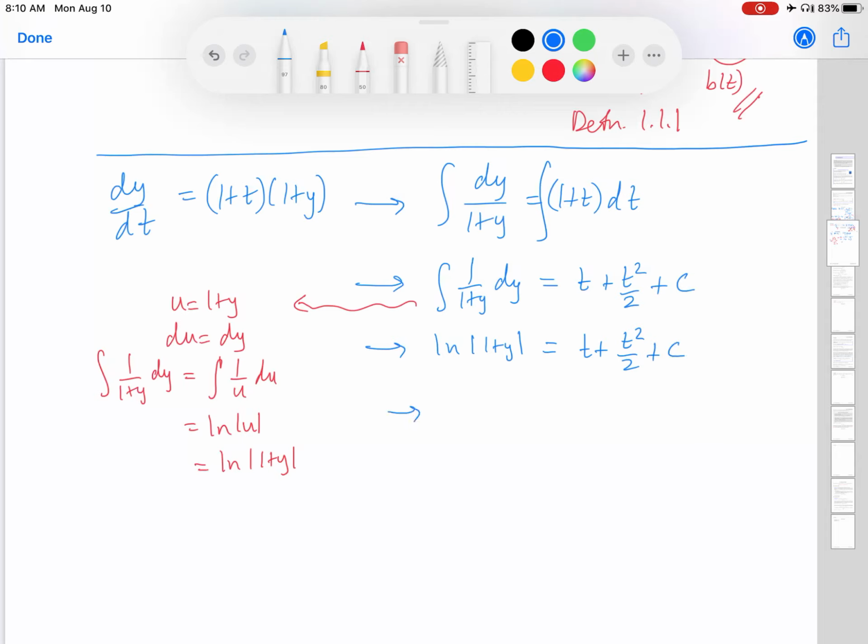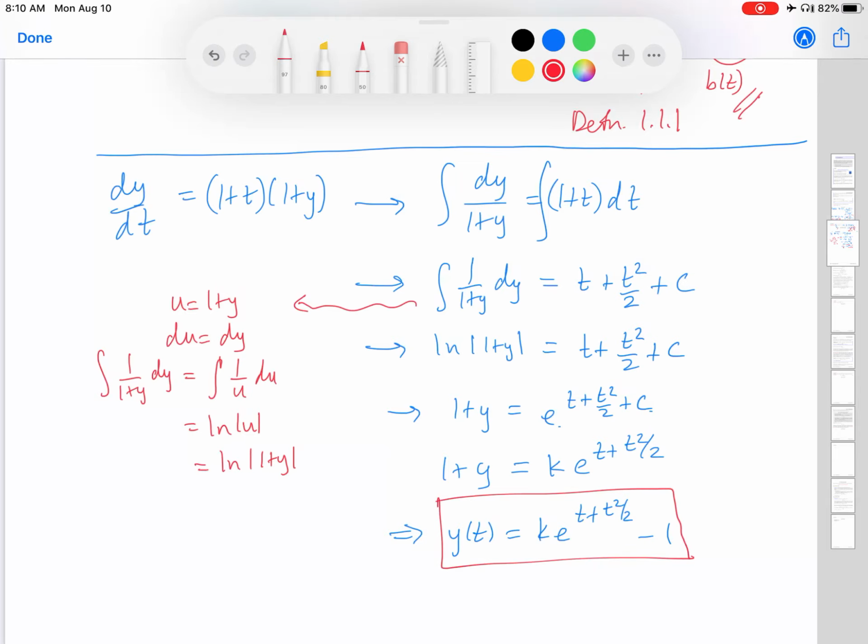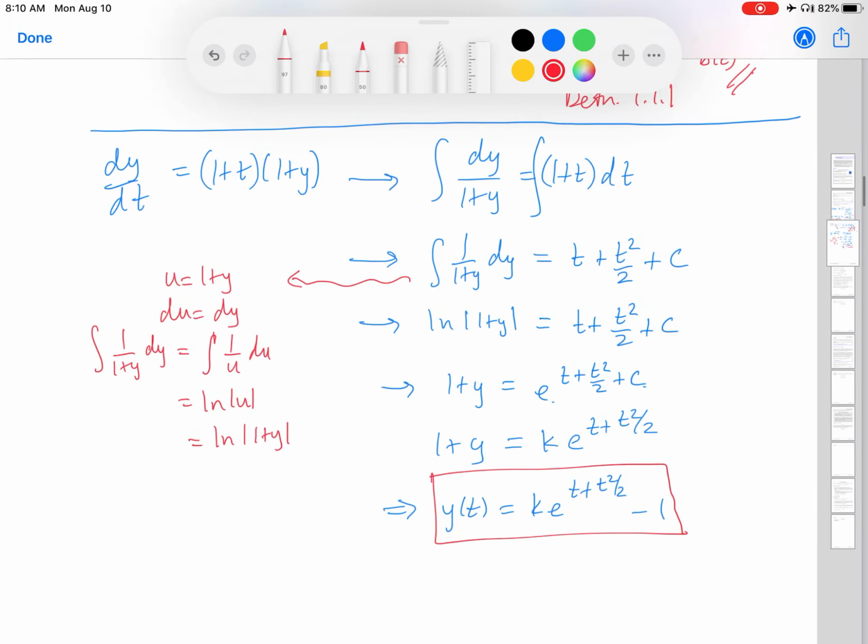And now to solve for y, we exponentiate: e to the t plus t squared over 2 plus c, and use our fact that we've been calling e to the c, k, to simplify this a little bit more. Great. And then solving for y, all we do is we subtract 1 here. So y equals k e to the t squared over 2 minus 1. And that is our solution for this separable ODE. And that's the end of this class notes.